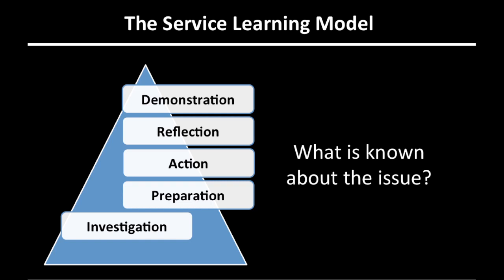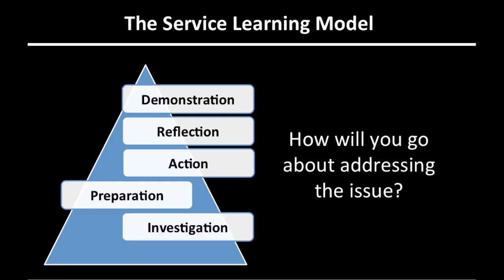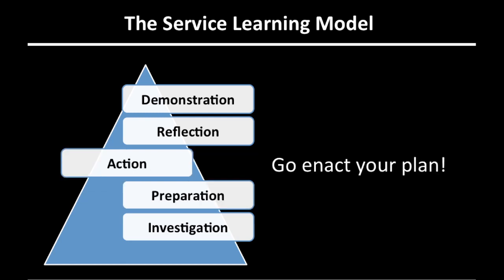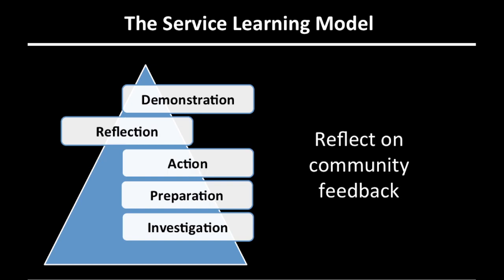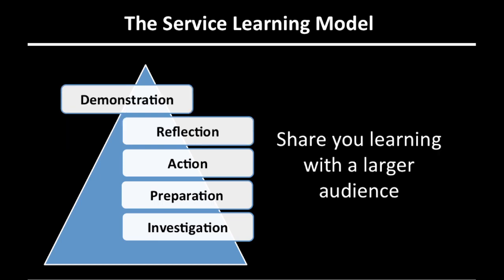They then start to research and investigate the issue and start planning how they want to address the issue in their defined community. They organize their time and their schedules, their group roles and responsibilities. Then they carry out the action. Once they've finished what they've set out to do, they elicit feedback from the community that they served so that they can reflect on their learning and the effectiveness of their service. Finally, they create a demonstration of their learning for a larger audience. We will go into more detail about these stages in later instructional materials. For now, let's take a look at an example.